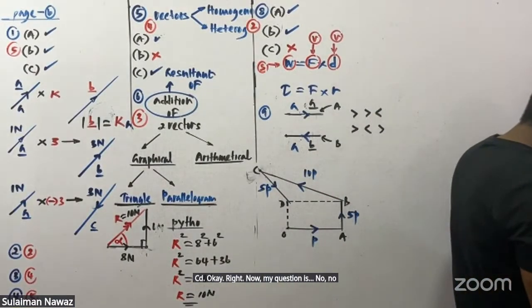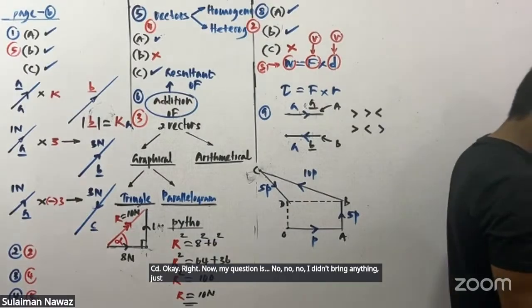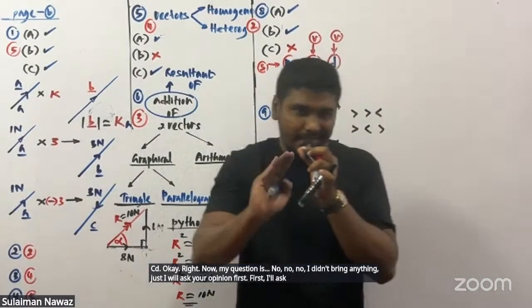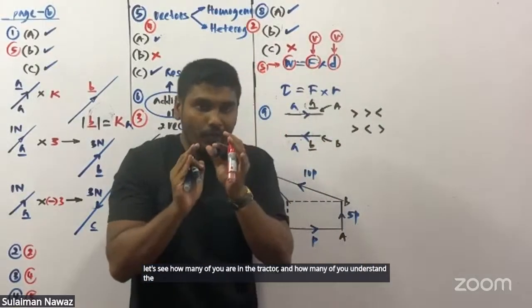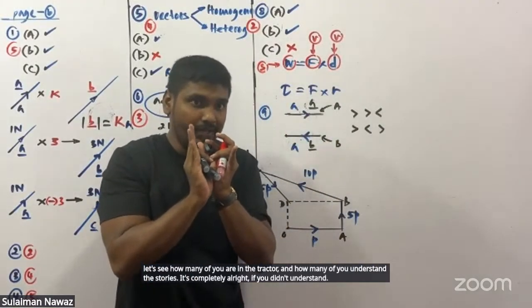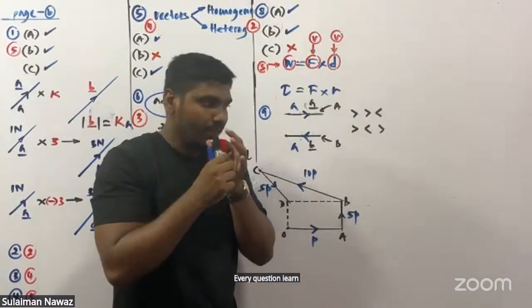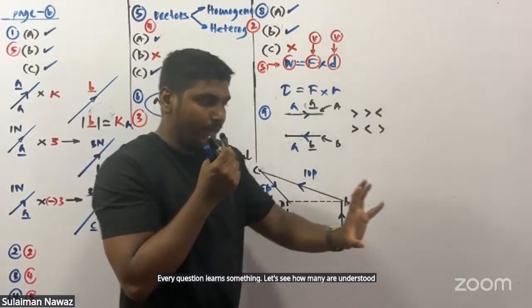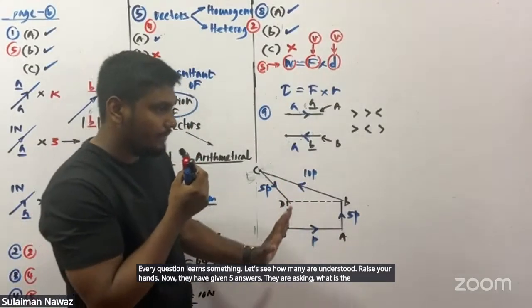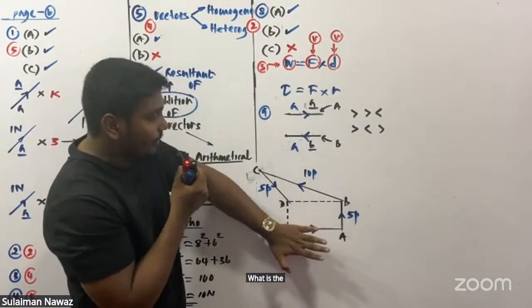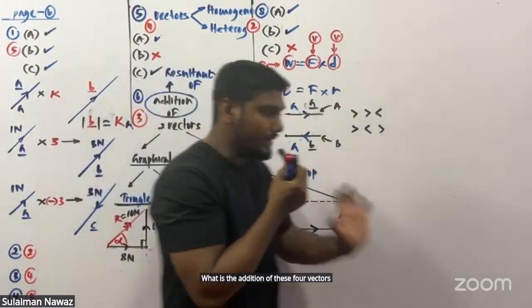Now my question is, I'm not doing anything. I will just ask your opinion first, and let's see how many of you are on track and how many of you understand the question. It's completely all right if you didn't understand. Every question, you learn something. Raise your hands. Now they have given 5 answers. They are asking what is the resultant of these 4 vectors. What is the addition of these 4 vectors? That's what they are asking in the question.